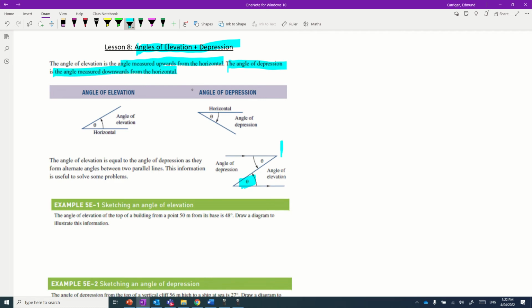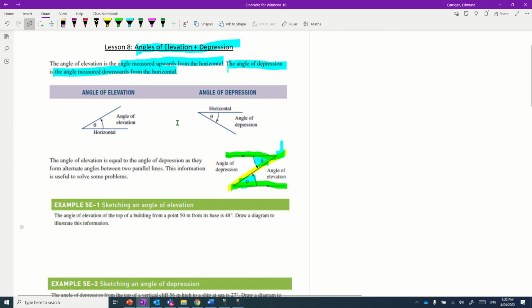So if we're standing here and we're looking at something down, it is the angle between the horizontal and where we're looking down. What we can see here is that they're both the angle between the line we're looking along and a horizontal line. So those two horizontal lines are parallel. And if we have two parallel lines and a transversal crossing them, then they form alternate angles. So that theta, both those angles are the same.